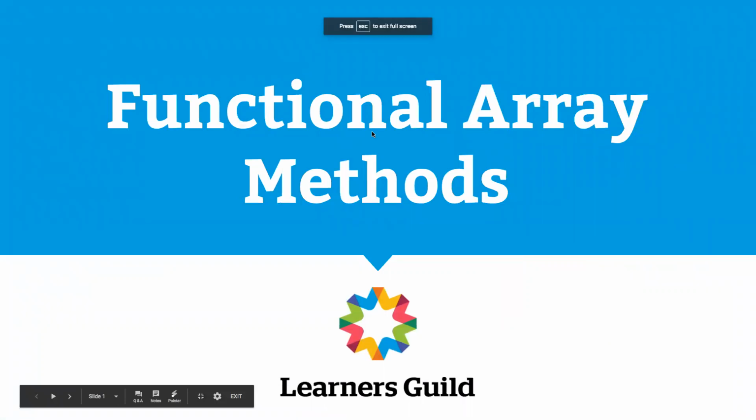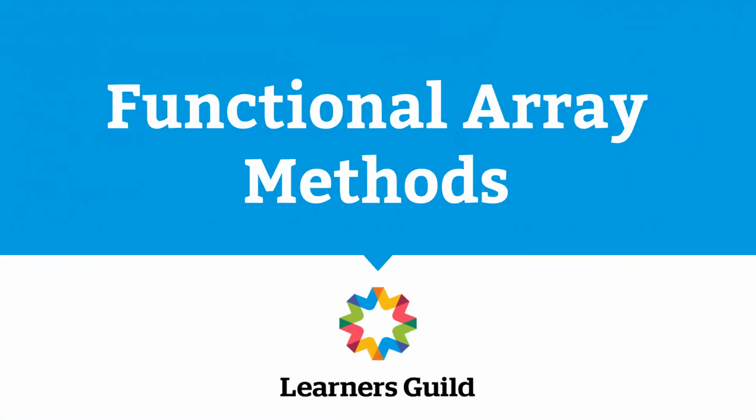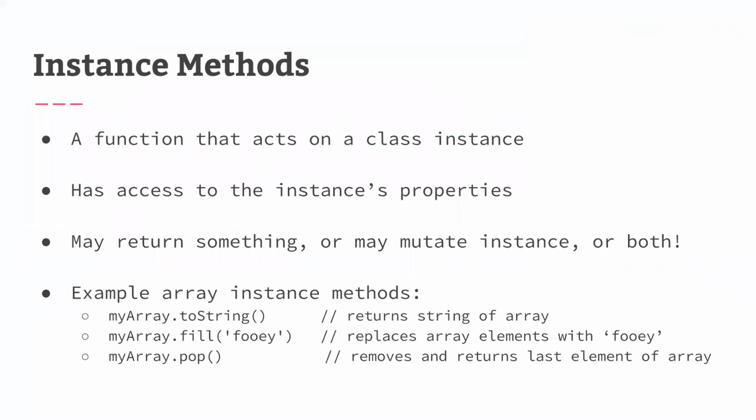Okay, functional array methods. All right, so let's first talk about what I mean by method. In this case, I'm specifically talking about instance methods. A method is a function that acts on a class instance. A class is something like an array or an object. You can also make your own classes, but for now, we're just going to think about the array class.